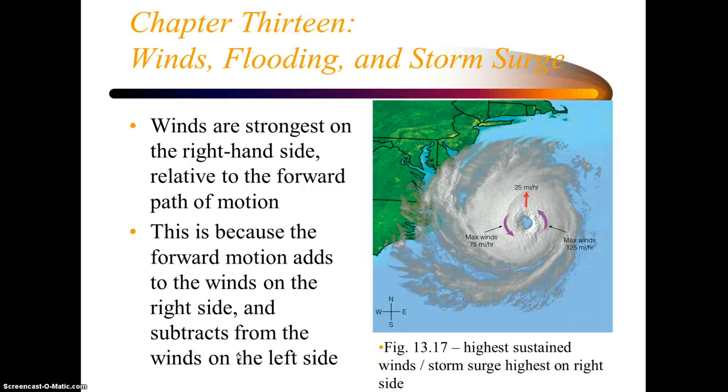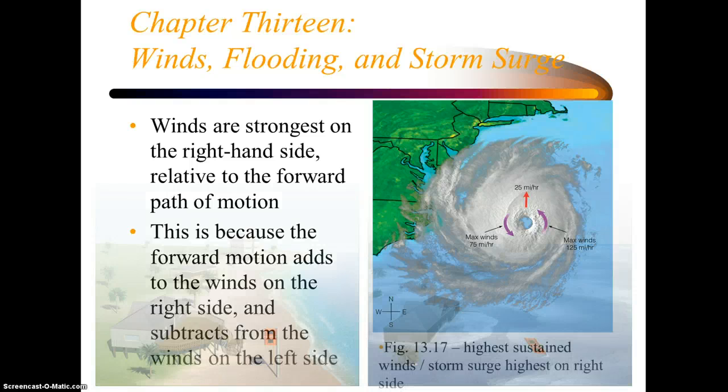So this is a little graphic of the east coast of the U.S., and you can see that if the hurricane is moving forward at 25 miles an hour, the maximum winds on the right-hand side are stronger than the maximum sustained winds on the left-hand side, relative to the forward path of motion.